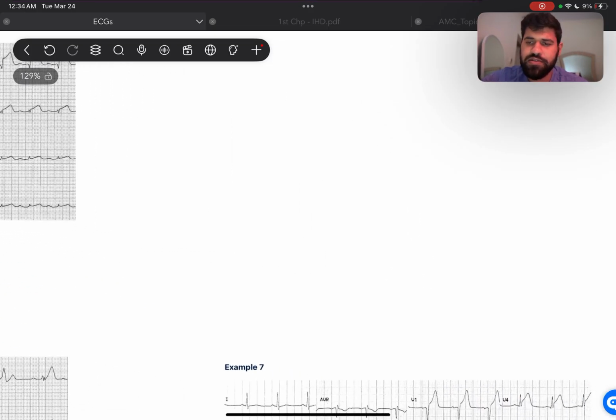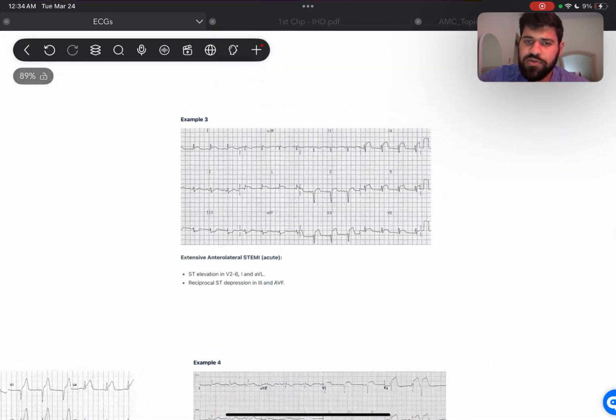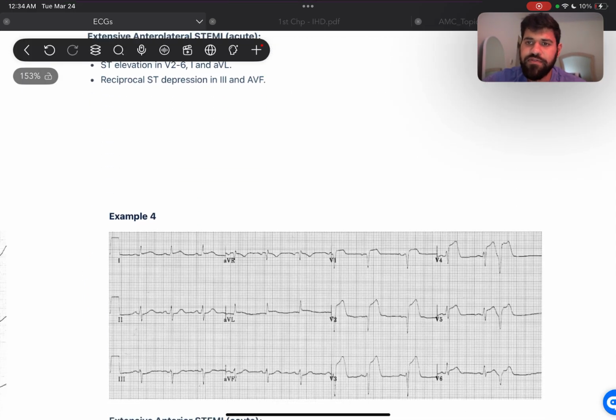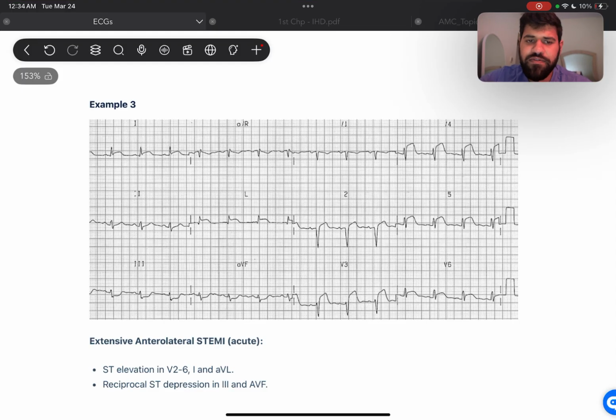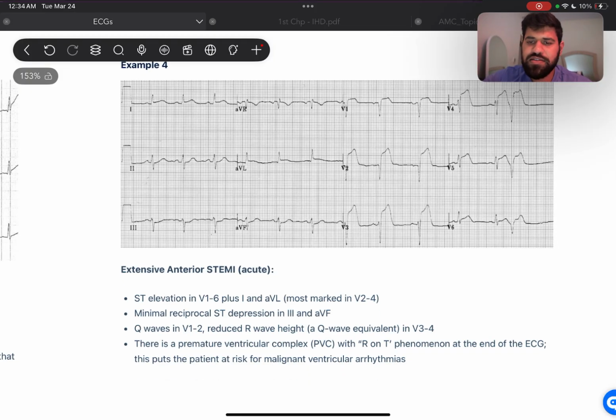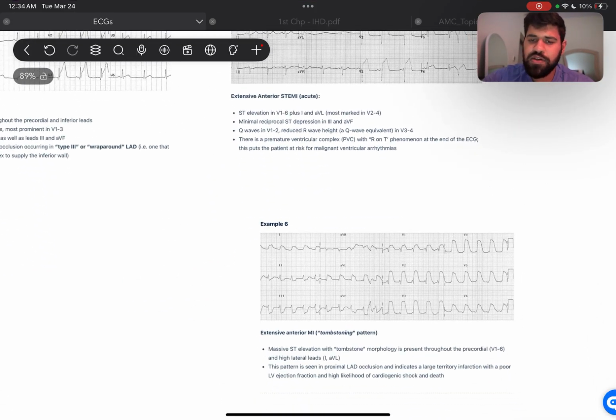All right. Moving on to the anterior lateral STEMI. Again, this is acute. We see V2 to V6, lead 1 and AVL, and reciprocal ST depression in 3 and AVF. Now, what were 3 and AVF? 3 and AVF were the inferior leads. So we have extensive anterior STEMI, which is again acute but not hyperacute.